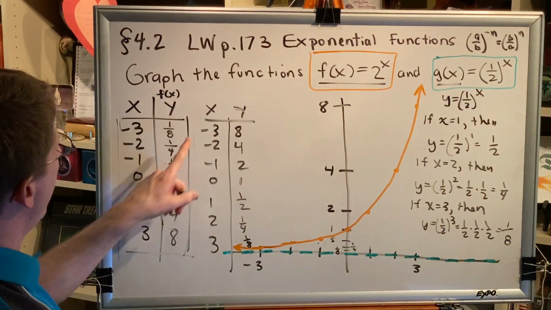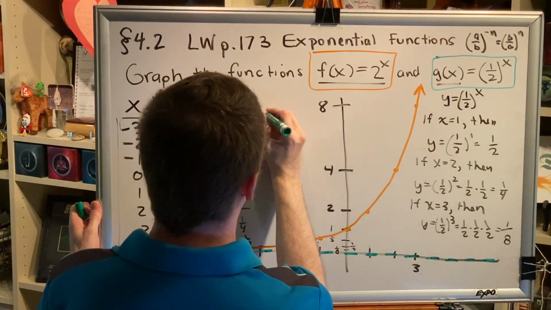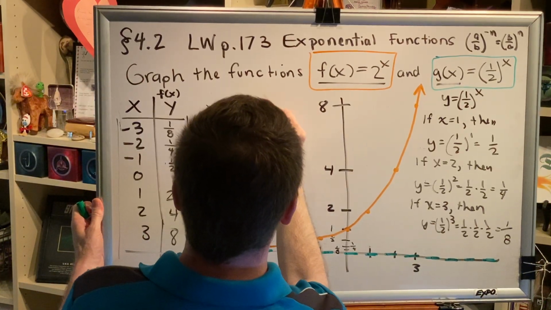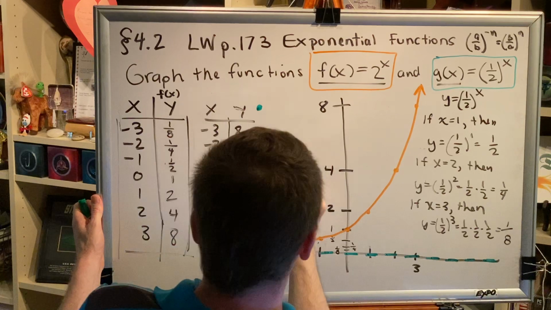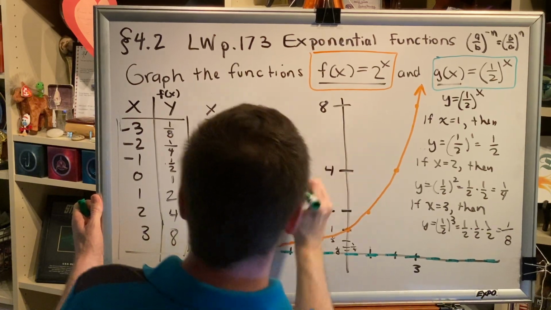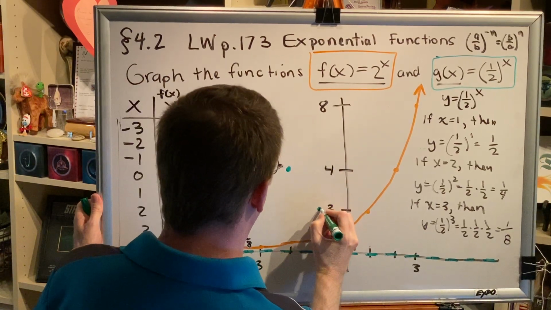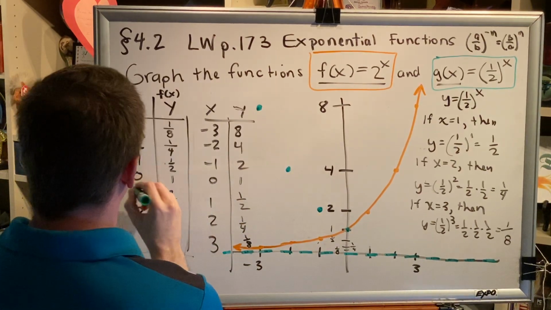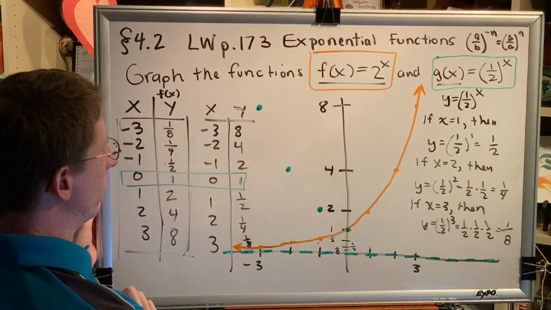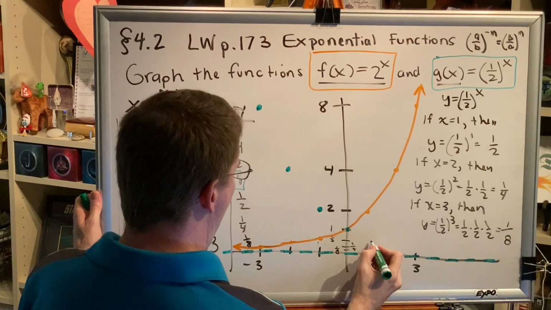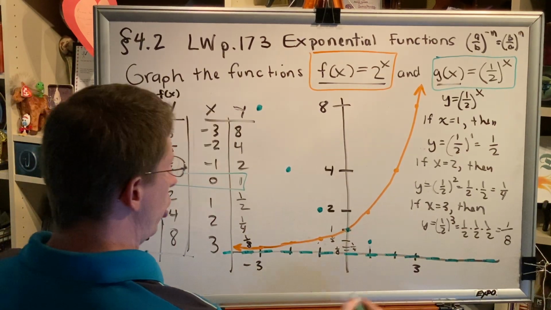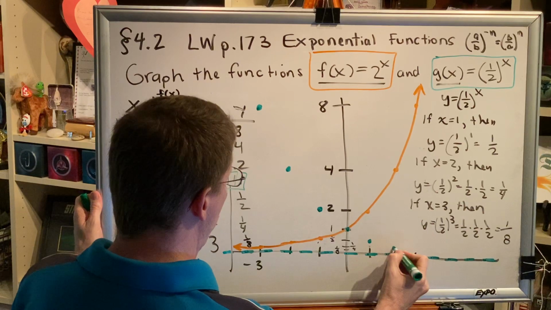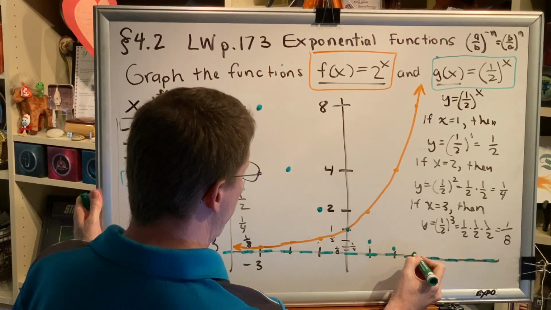All right, so -3, 8 would be this point right here. -2, 4 would be here. -1, 2 would be here. 0, 1 would be here. That's a point that both equations have in common. 1, 1/2 would be here. 2, 1/4 would be here. 3, 1/8 would be here.